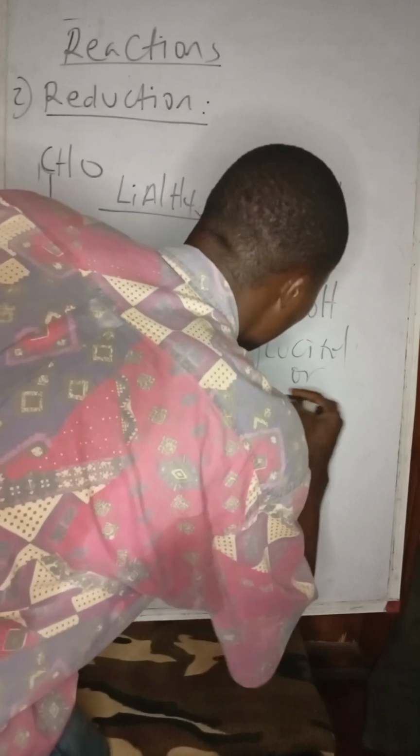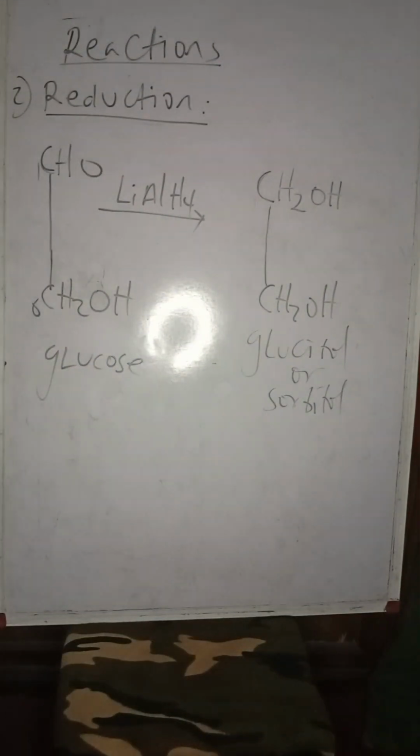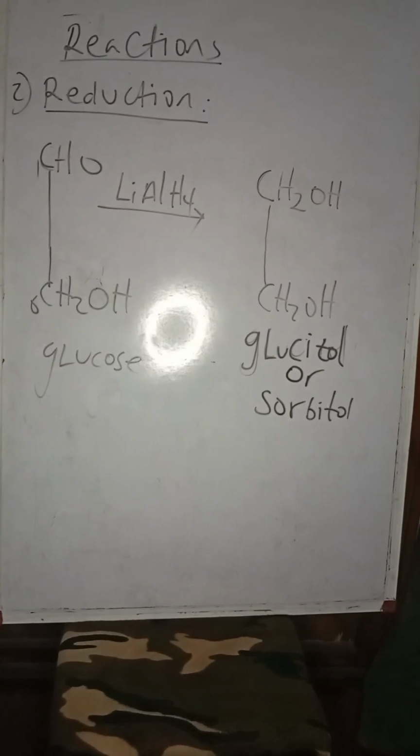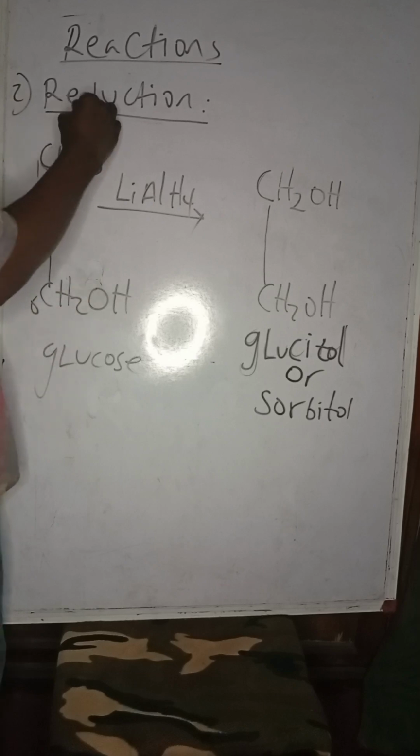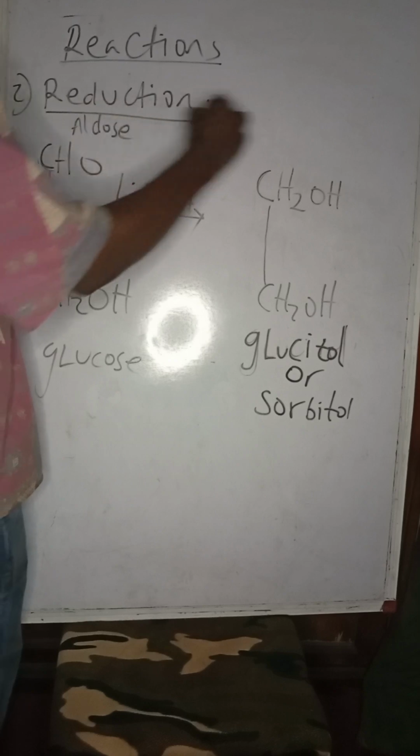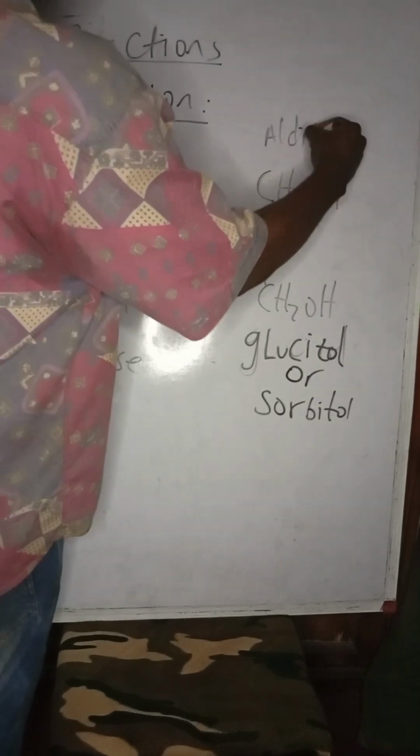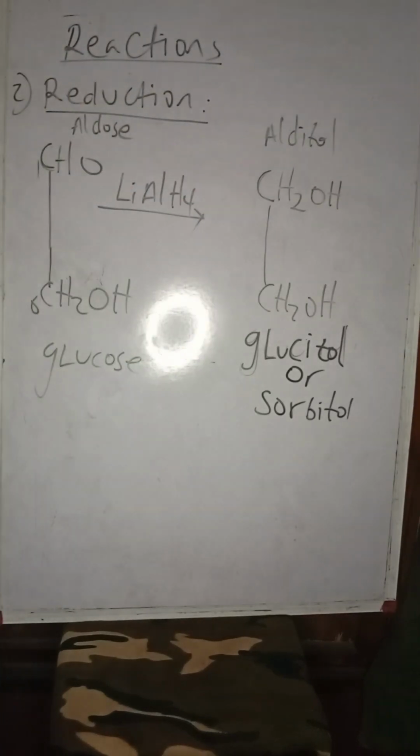Or we call it a sorbitol. Glucitol or sorbitol. All right, now that's glucitol. Now, generally, aldoses, when you reduce them, you form alditols. So if you have an aldose sugar, on reduction, you form alditols. So they are generally called alditols. So for galactose, you form galactitol.